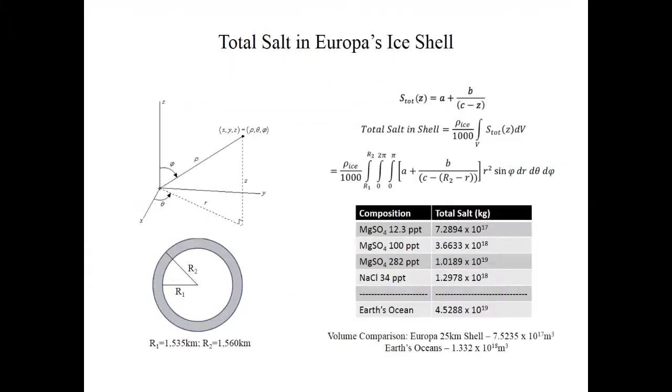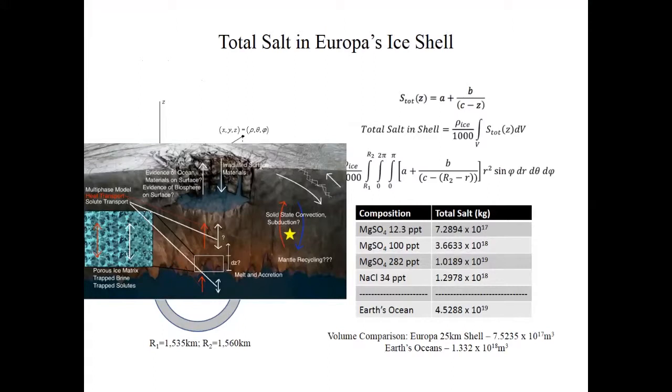And so things that you can do with that is you can take these relationships and start getting at things like the total salt in the shell, and you can basically just integrate through something like a 25-kilometer shell and produce estimates of how much salt would be trapped in the shell. That's important for things like the convective overturn in the shell. It's also important for identifying potential locations in the shell where you might have buildups of higher salts, and also for predicting how much salt is near the surface compared to down lower in the shell.